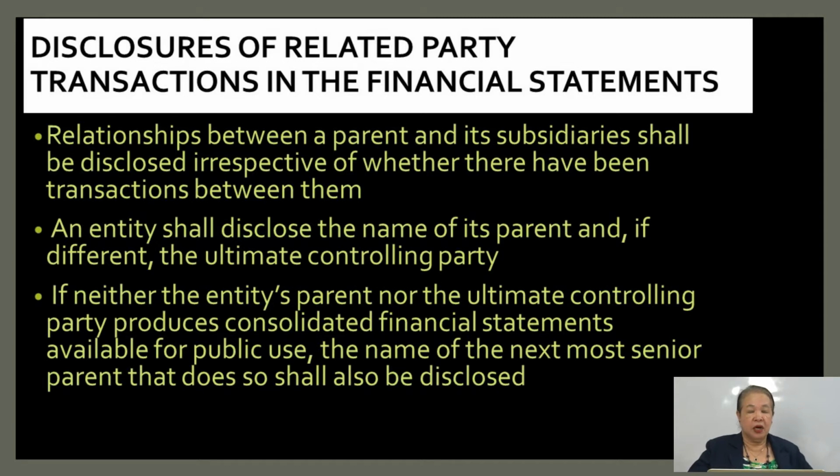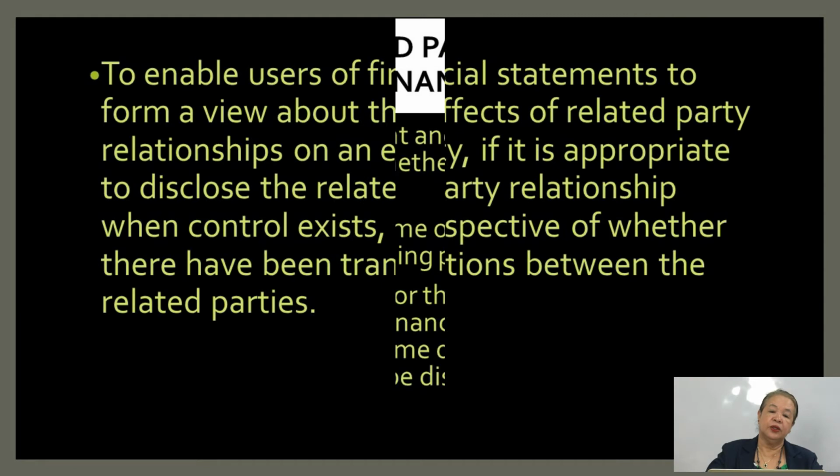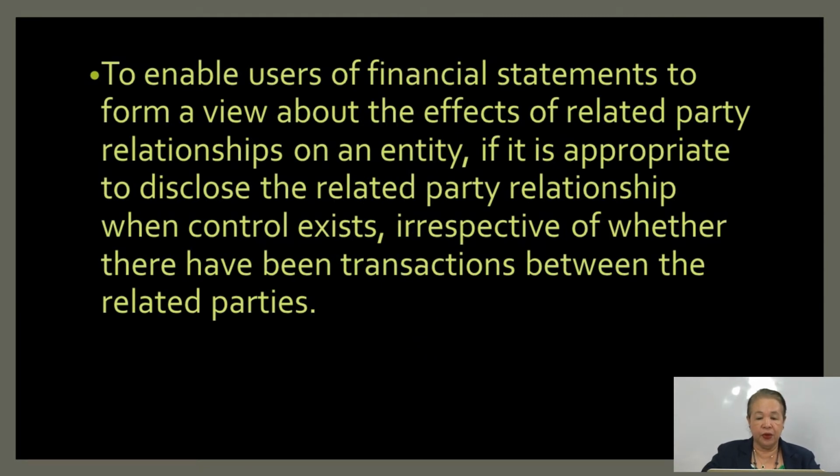Because in some cases there are requirements on the preparation of consolidated financial statements between related parties. To enable users of financial statements to form a view about the effects of related party relationships of an entity, it is appropriate to disclose the related party relationship when control exists, irrespective of whether there have been transactions between the related parties. Why? Because if there are related party transactions, then the user of the financial statements can already form a view that there is something different in this kind of financial or commercial transactions as compared to transactions between independent parties.